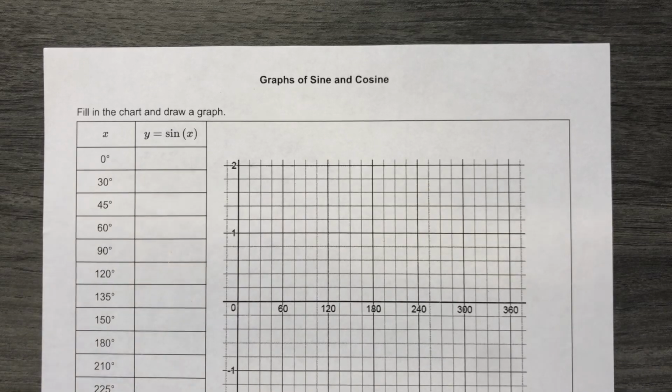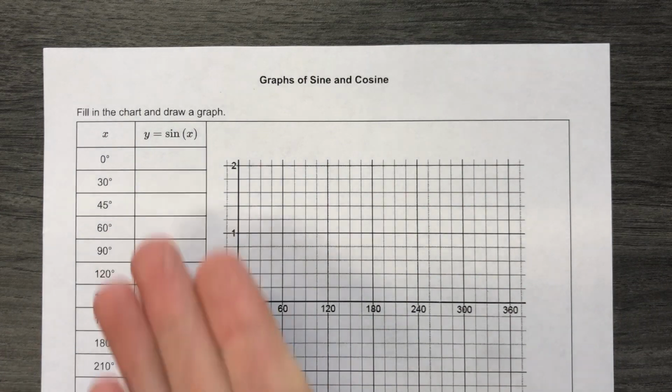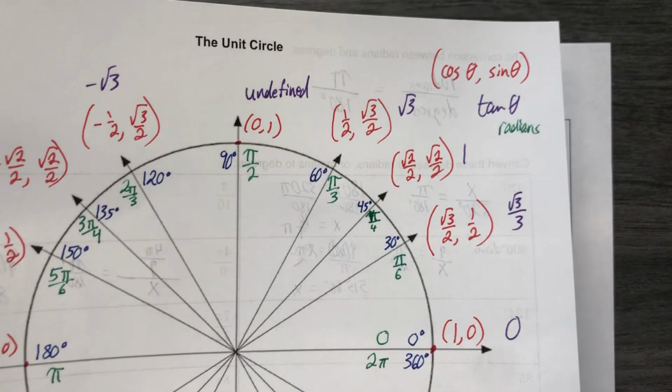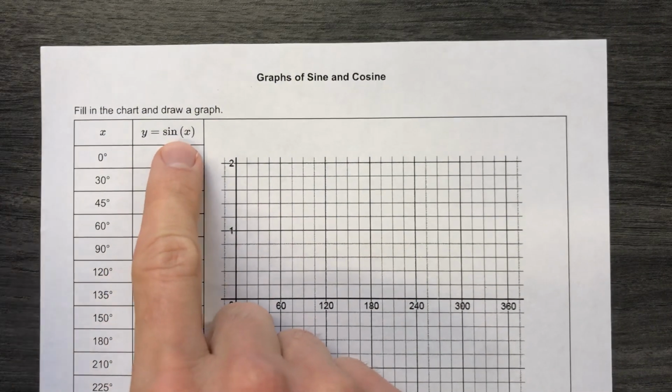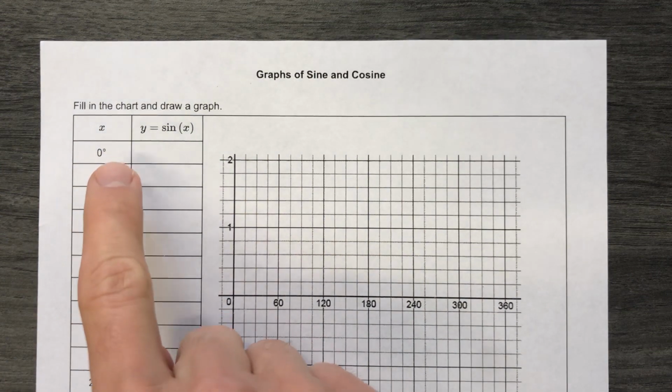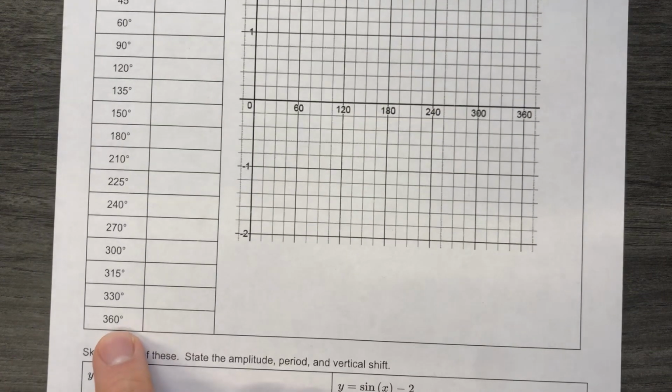How about we graph sine and cosine? And let's start by filling in this chart. This is going to look a little mundane at first, but these numbers are going to come from the unit circle. We're going to be graphing sine of x, where x is 0 degrees, 30 degrees, 45. We're going to go all the way around through a full circle, and when we do, we'll see what happens.